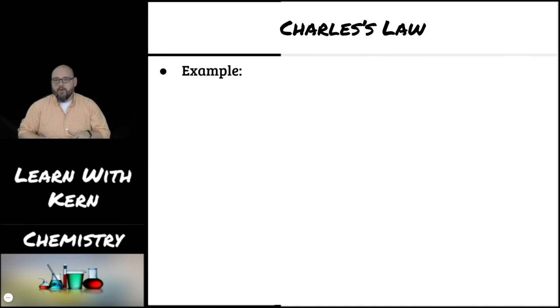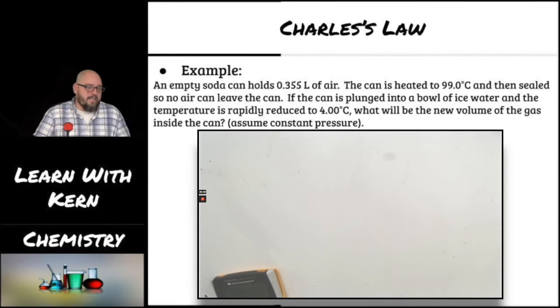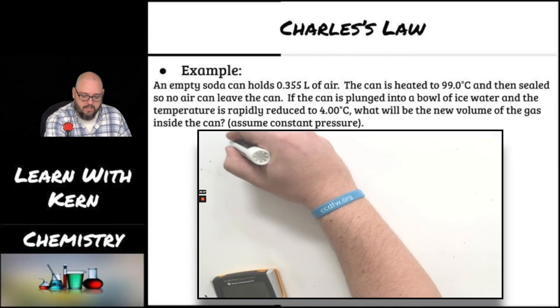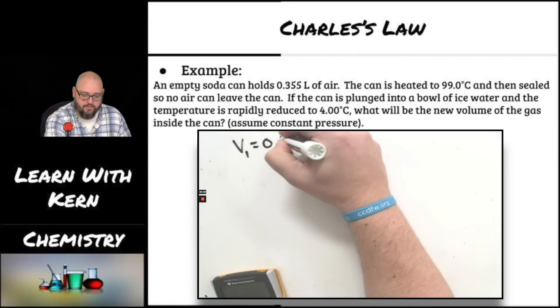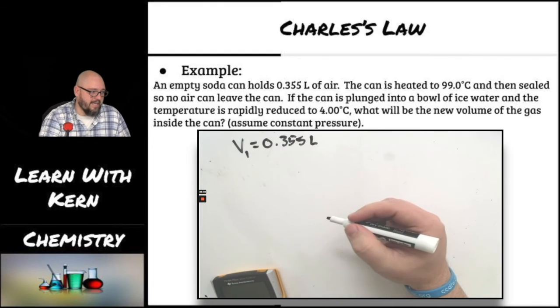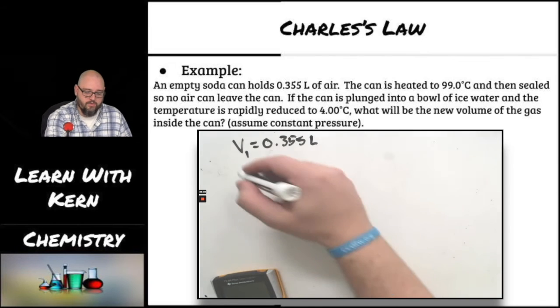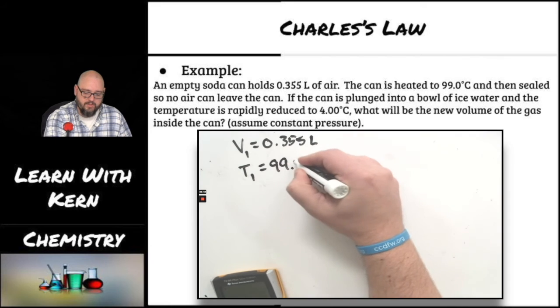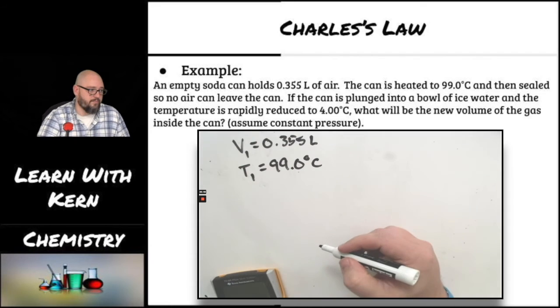Let's look at an example problem dealing with Charles' law, and then we'll move on. An empty soda can holds 0.355 liters of air. So that's a volume. It gives us liters. So volume 1 is 0.355 liters of air. And that can is heated to 99.0 degrees Celsius. So T1 is 99.0 degrees Celsius. And then sealed, so no air can leave the can.